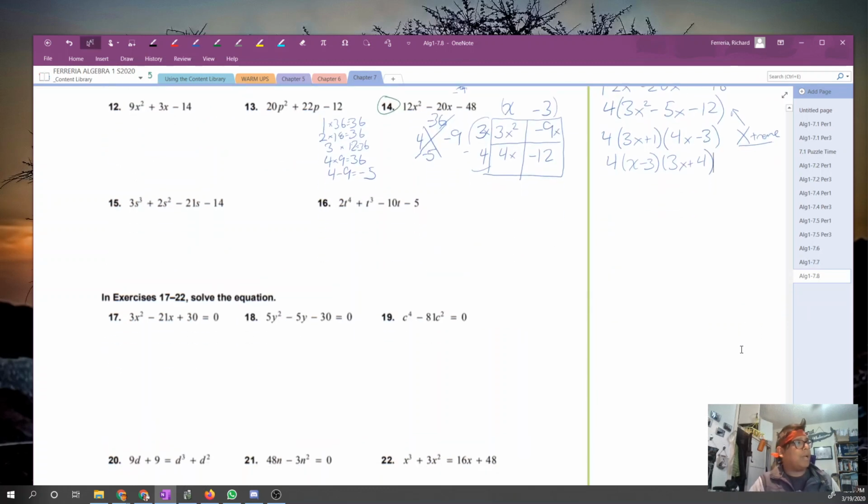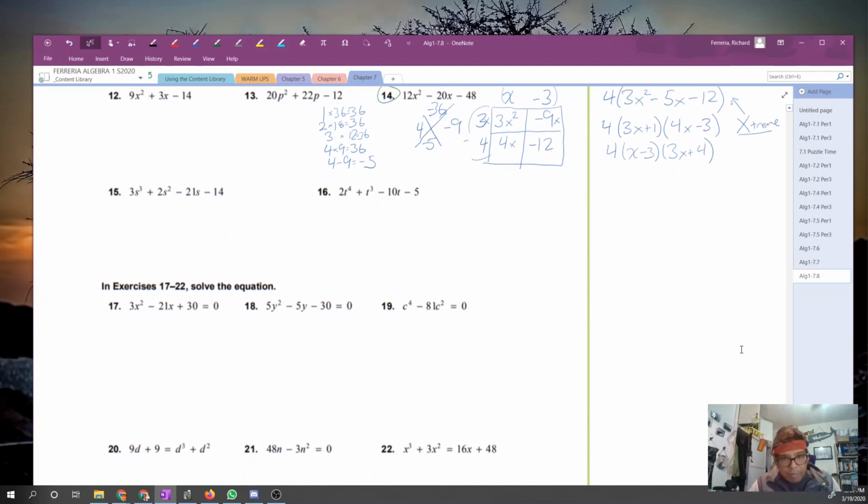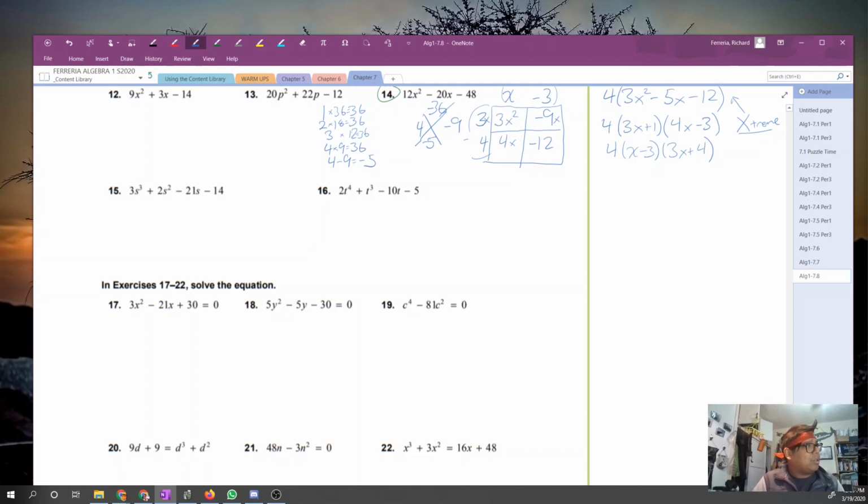And we're going to go ahead and do one more of these. This is solve the equation. I think we're running a little bit long here, but let's go ahead and solve the equation. We'll do this one first, number 18. We've got 5y squared minus 5y minus 30.